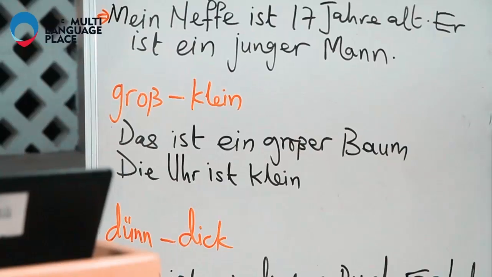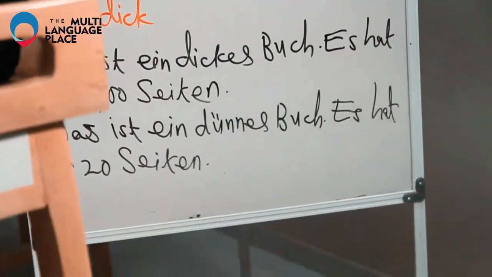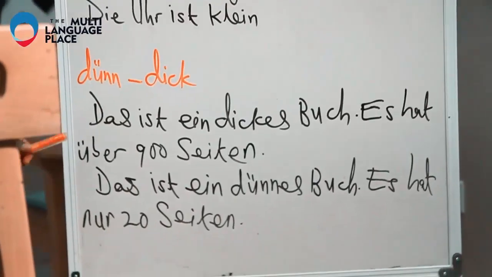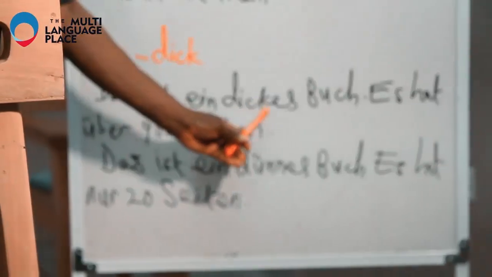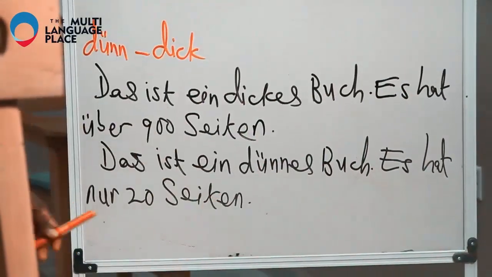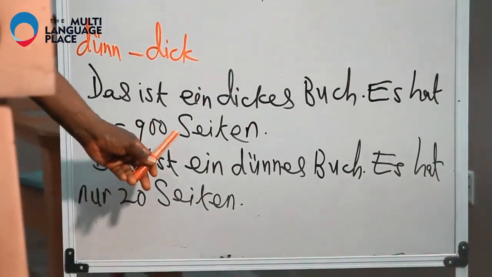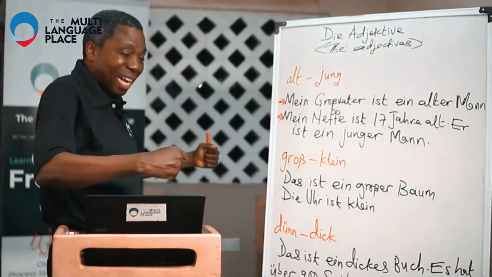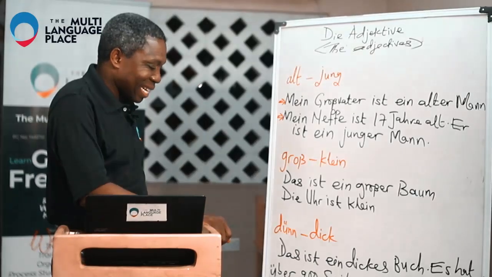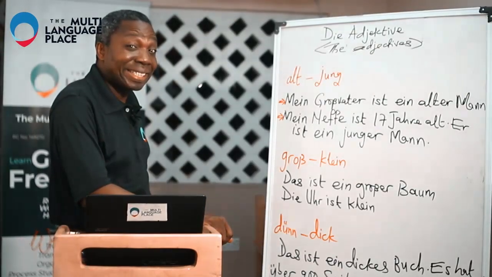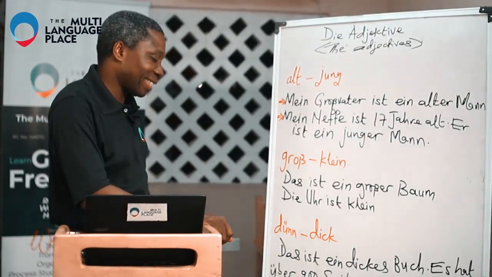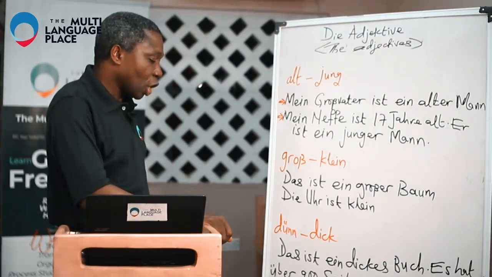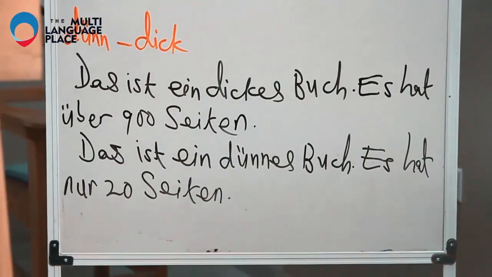Then we have the next one, dünn, dick. Das ist ein dickes Buch. Es hat über 900 Seiten. That is a big fat book. It has 900 pages.